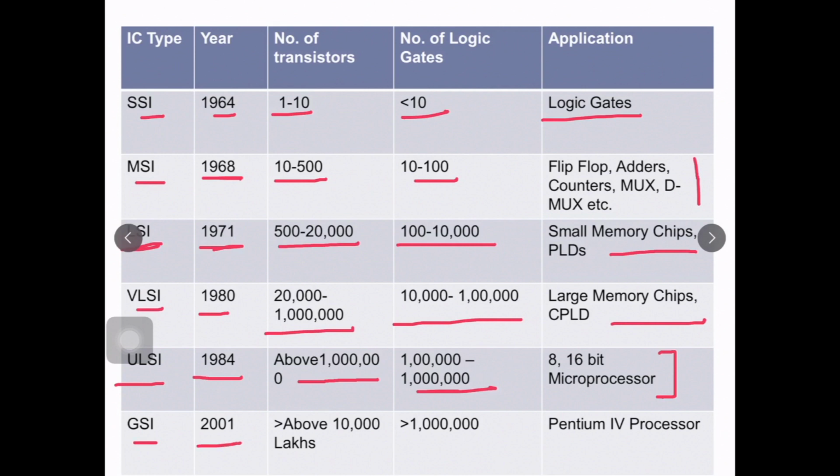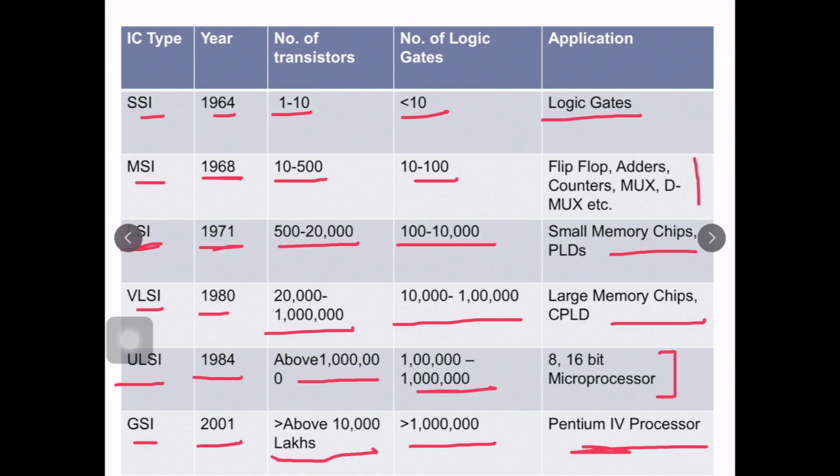GSI came in approximately around 2001, with the number of transistors above 10,000 lakhs. The number of logic gates is more than 10 lakhs, and the applications include the Pentium 4 processor.